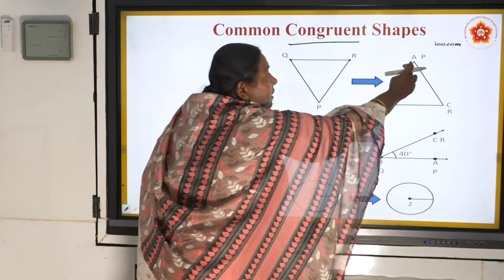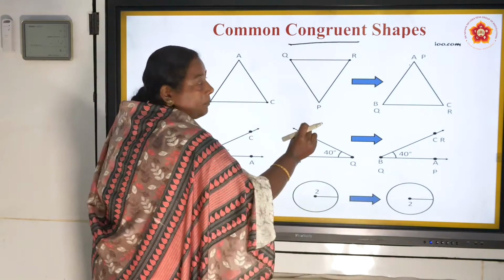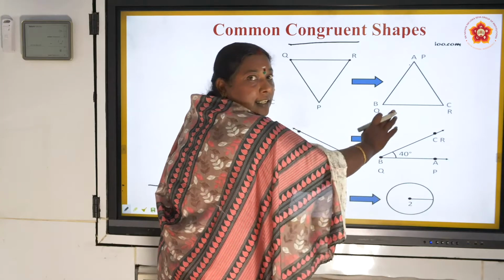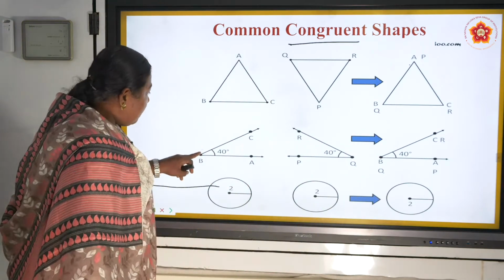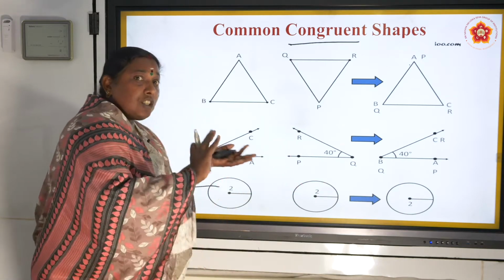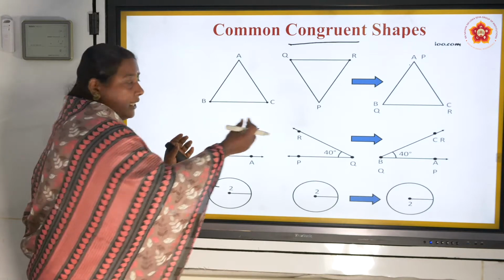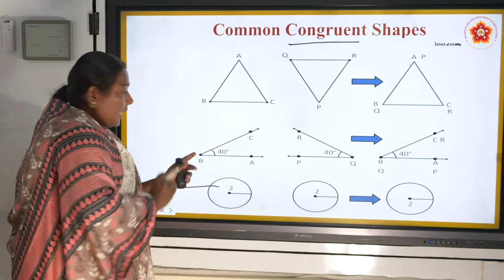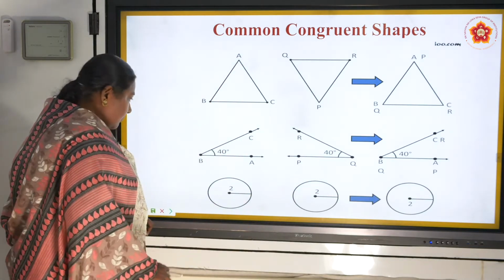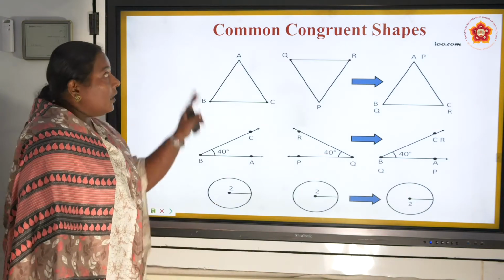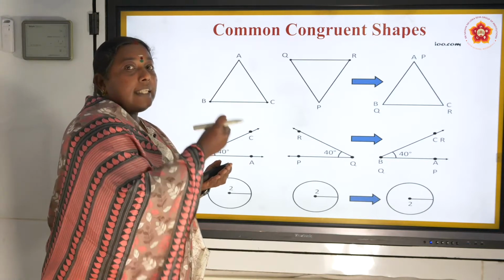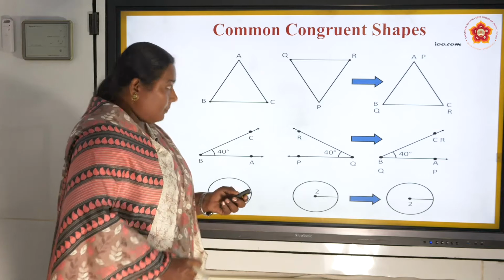Can you see that? A and P are at the same point, Q and B are at the same point, C and R at the same point. Now next, here angle B is 40 degrees, here angle Q is 40 degrees. The directions differ, but if I superimpose both, P and B will be the same. The same here also. I think you understand. Congruent means exactly coinciding over the other when it is superimposed.